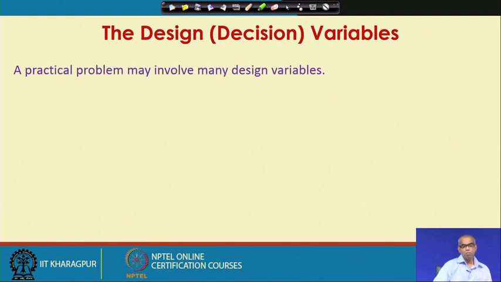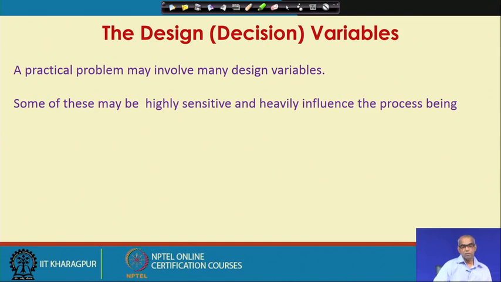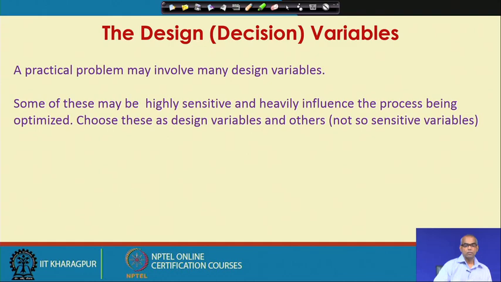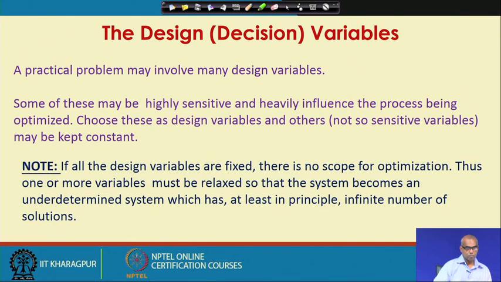A practical problem may involve many design variables. Some of these may be highly sensitive and heavily influence the process being optimized. We choose them as design variables, and others which are not so sensitive may be kept constant at some nominal values. If all the design variables are fixed, then there is no scope for optimization.